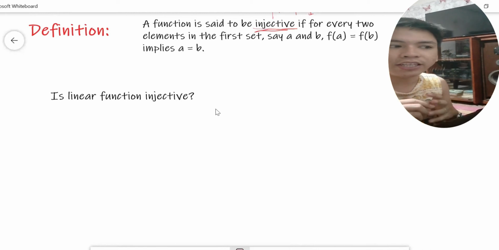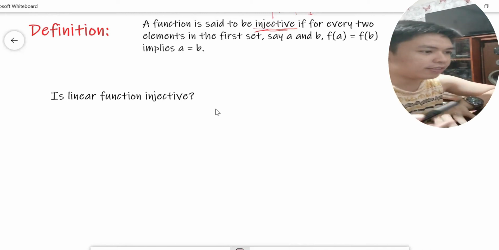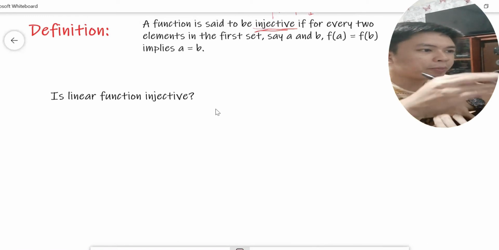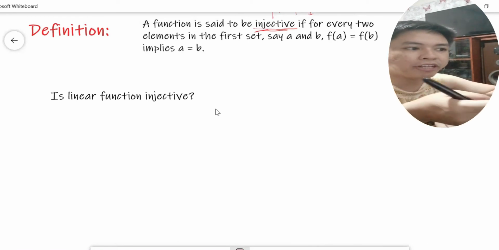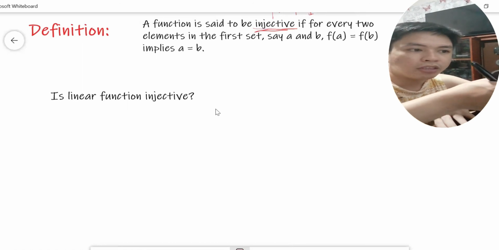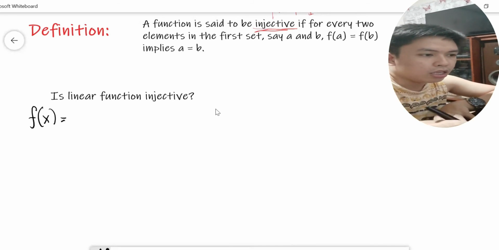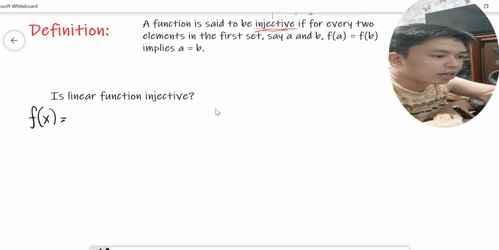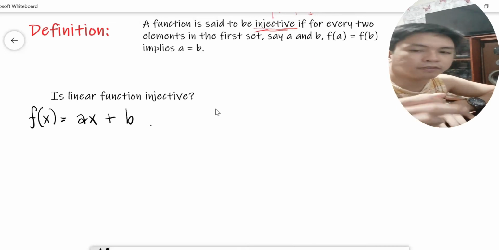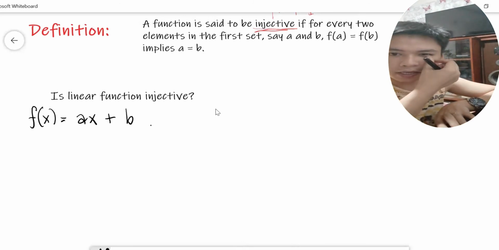Let us evaluate if a linear function is injective. Remember that a function is said to be injective if for every two elements a and b in the first set, f of a equal to f of b implies a equals b. Now, remember that a linear function can be in the form f of x equals ax plus b, something like that.